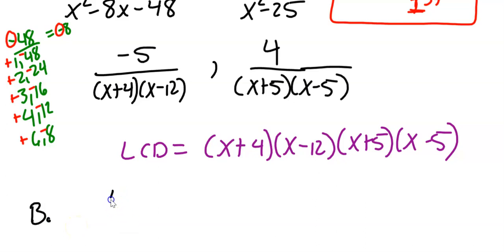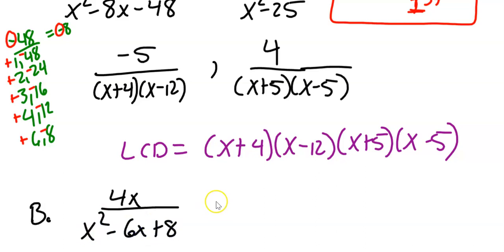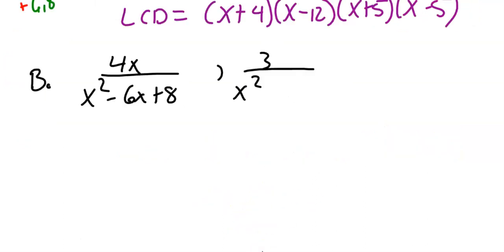Let's do one more of those. So for the second one, we'll go with x squared minus 6x plus 8, and then x squared minus 8x plus 12. Okay, factor this one off.